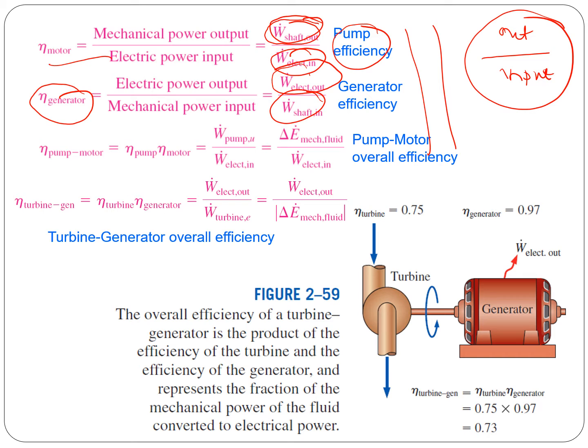So if you have a system, then for a system there is a turbine and generator. Then if you want to find the overall efficiency, you need to multiply the efficiency of this, multiply the efficiency of this. If you have another system as well, you need to multiply the efficiency of this to get the overall efficiency.